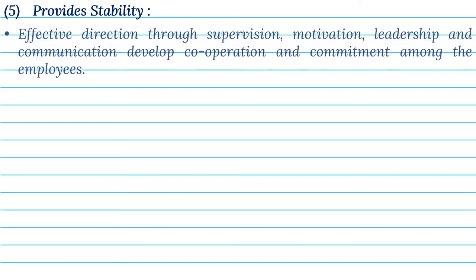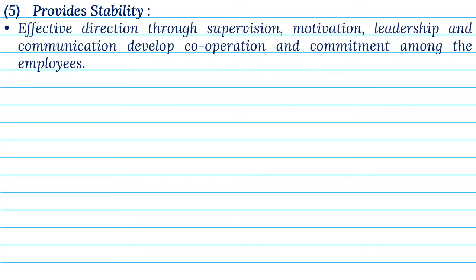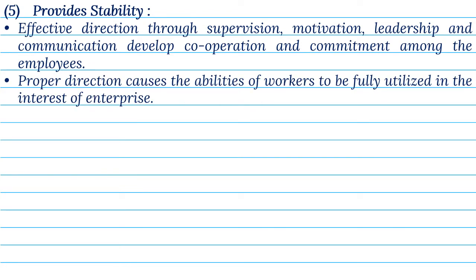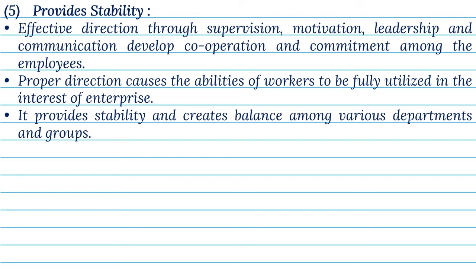5. Provides stability. Effective direction through supervision, motivation, leadership, and communication develop cooperation and commitment among the employees. Proper direction causes the abilities of workers to be fully utilized in the interest of the enterprise. It provides stability and creates balance among various departments and groups.